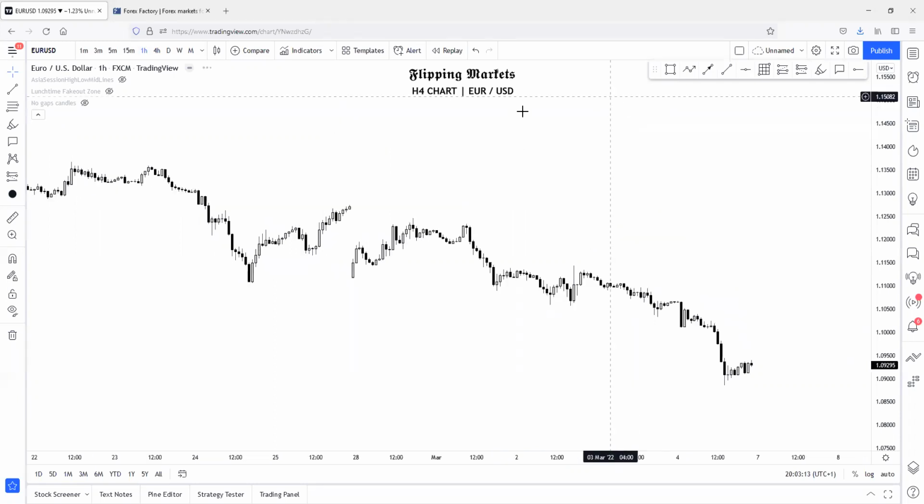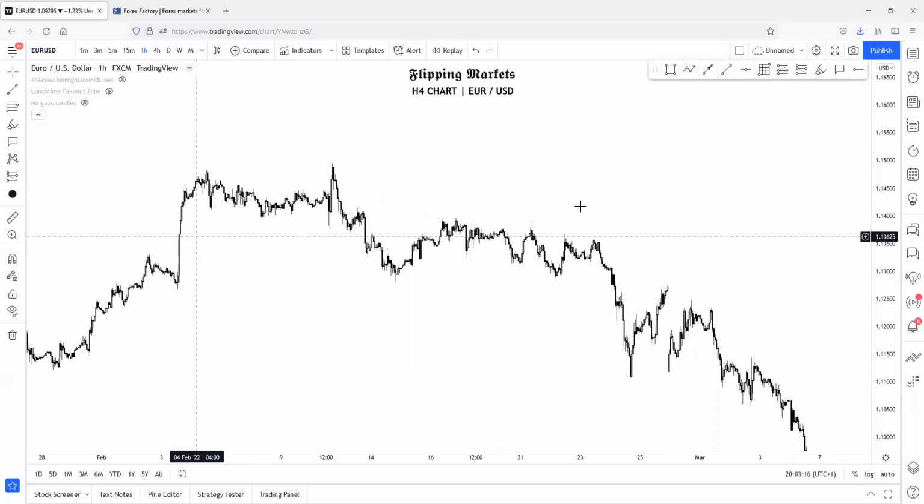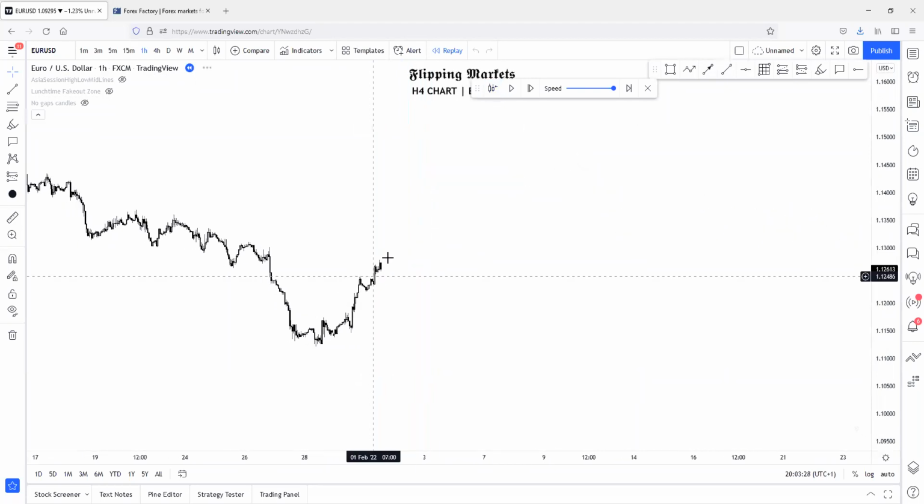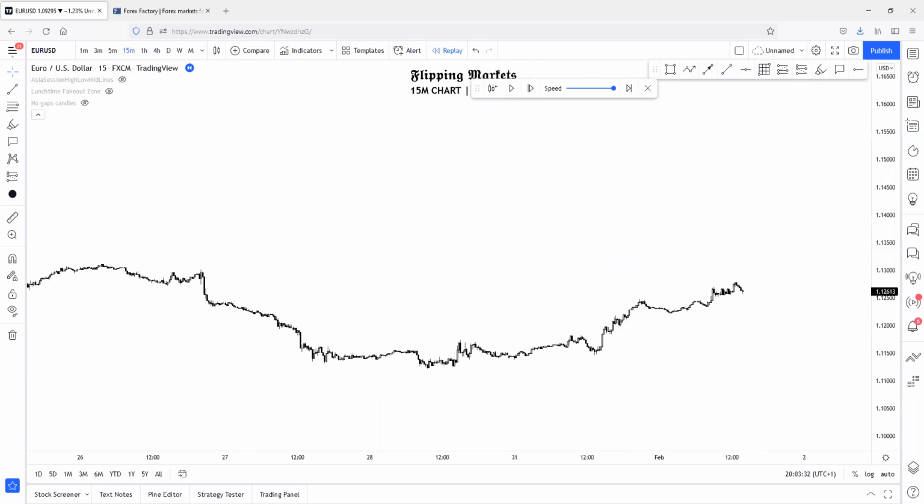So let me just check. Where's 1st of February? Somewhere around here. Replay 3rd, 2nd, 1st of February. Yeah, this is 1st of February. Perfect. New York Open is right here. I'm going to go to the 15-minute chart and adjust everything.